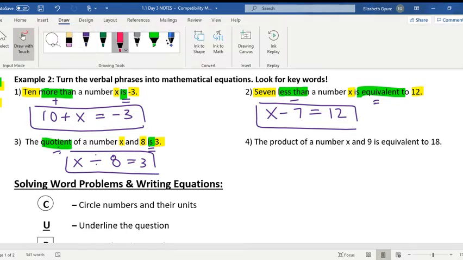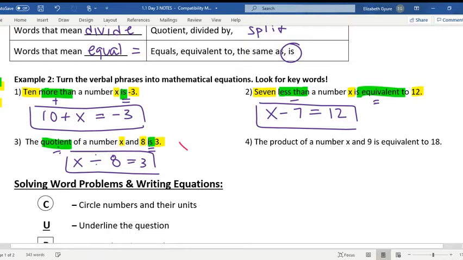Yeah, if you prefer, you could do, I knew what you meant, don't worry. X over 8 equals 3 would mean the same thing, okay?